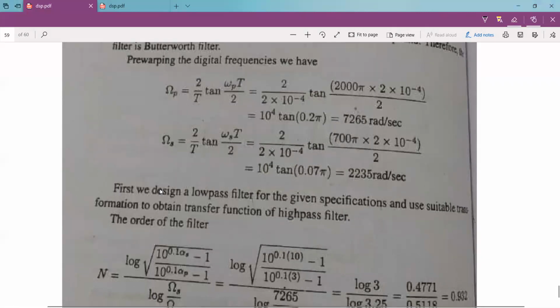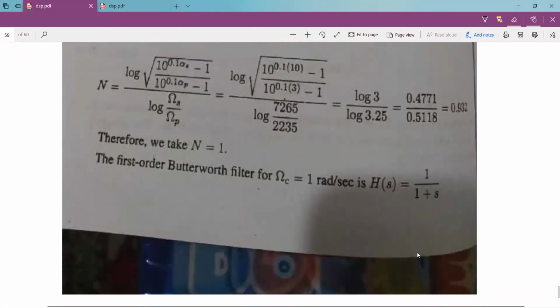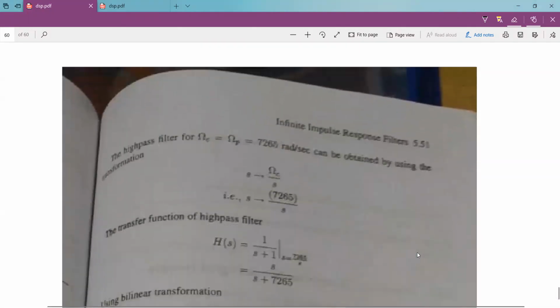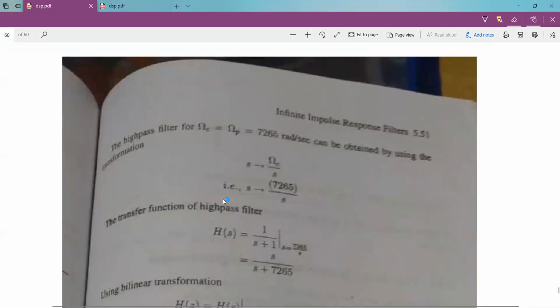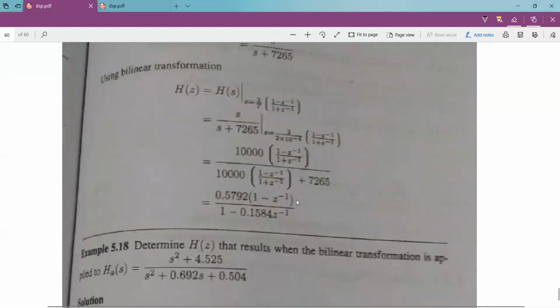From this value, you get the order of the filter. And whatever the order of the filter, you will find out the normalized response. From the normalized response and the cutoff frequency, you are able to get the transformation rule from normalized low pass to high pass, that is s replaced by omega c by s. So you are able to get the desired analog transfer function. And in this desired analog transfer function, you have to substitute s = 2/T (1 - z^-1)/(1 + z^-1), which is the transformation rule here.